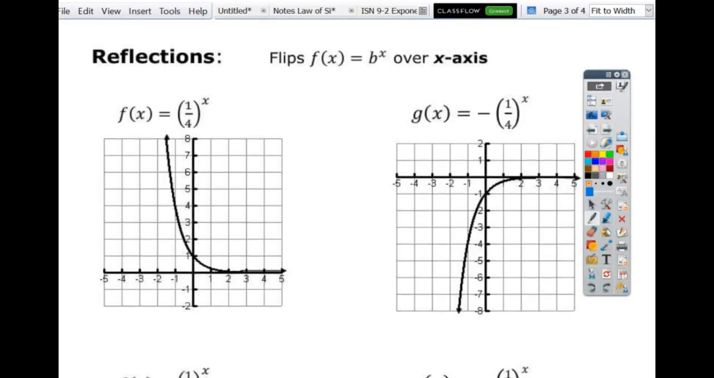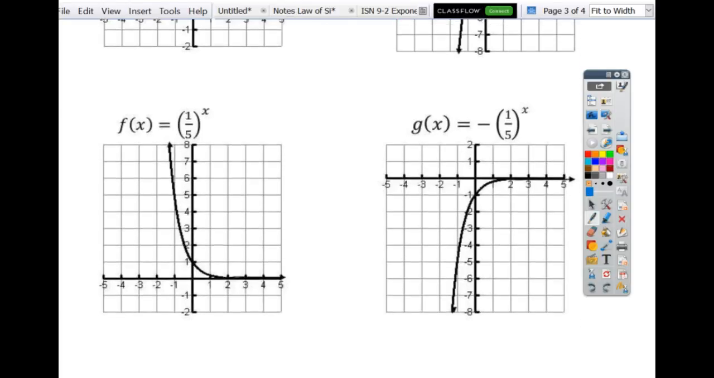So now, this one is an exponential decay. This is up on the left. If I reflect it over the x-axis, it's going to be down on the left. And this is negative, right? That means it's flipped over the x-axis. So the same thing here. Up on the left, down on the left. So positive, then negative. Y'all seeing the difference here? Okay?